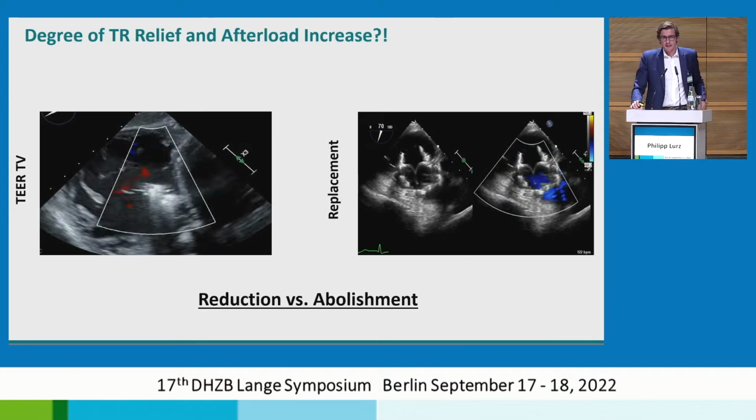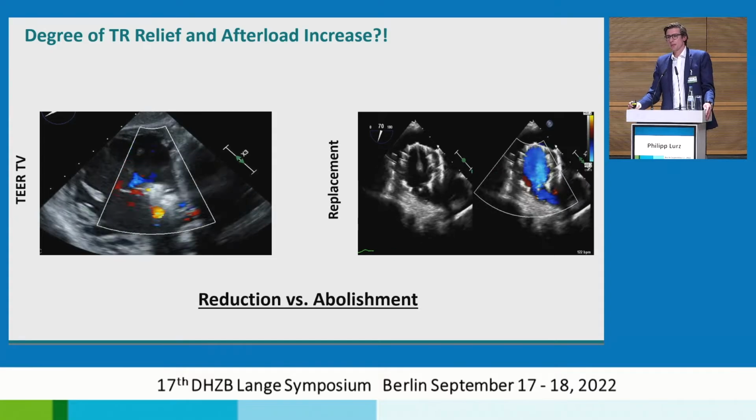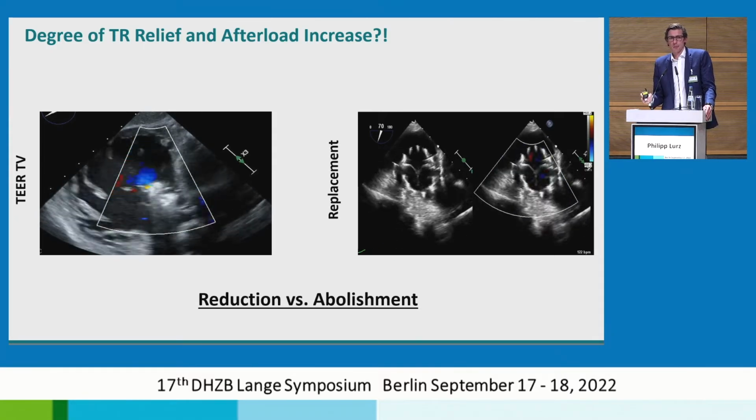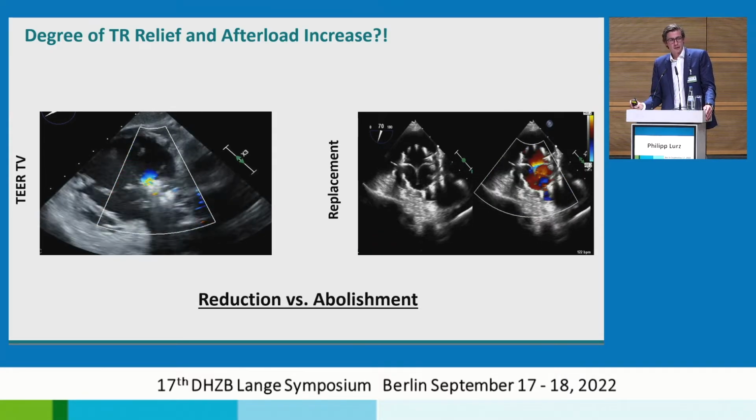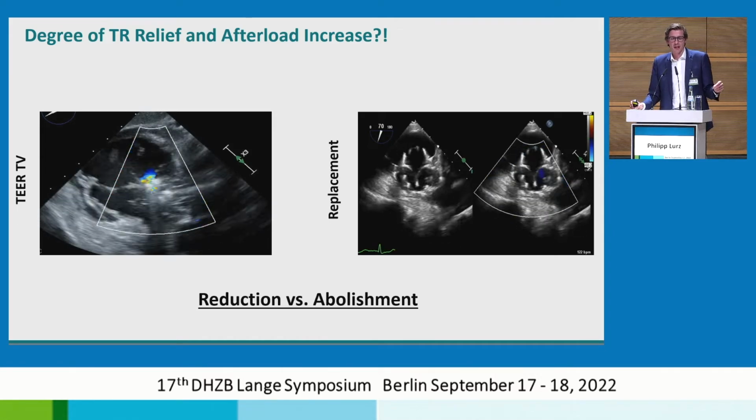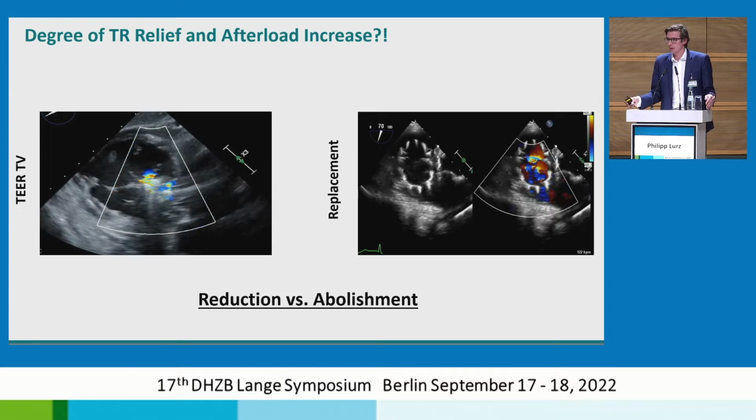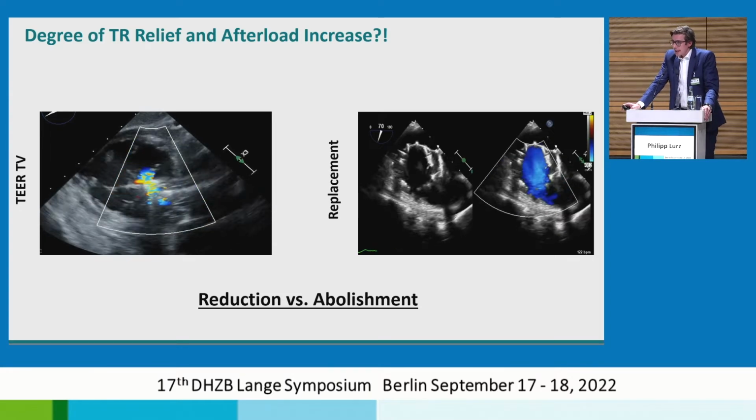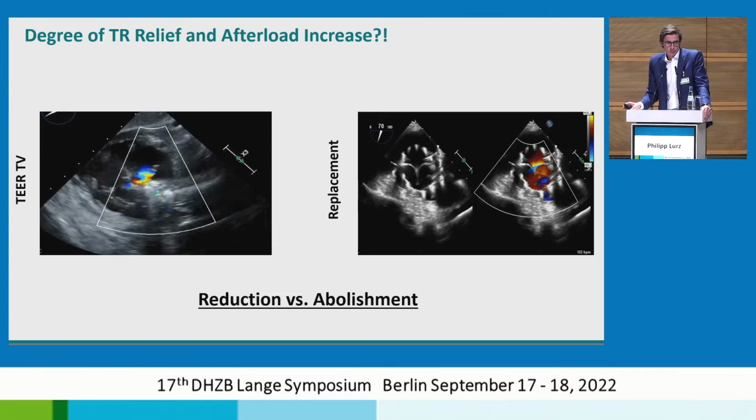What's important to realize is that with these transcatheter techniques, in most patients we reduce TR, but we don't abolish it in full. So there's always some sort of low resistance exit which we leave behind. Not deliberately, but only because we're not good enough with the intervention. But that's how it is from a pathophysiological point of view.